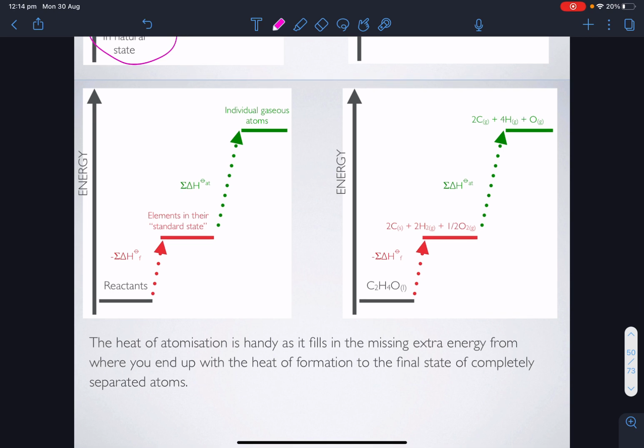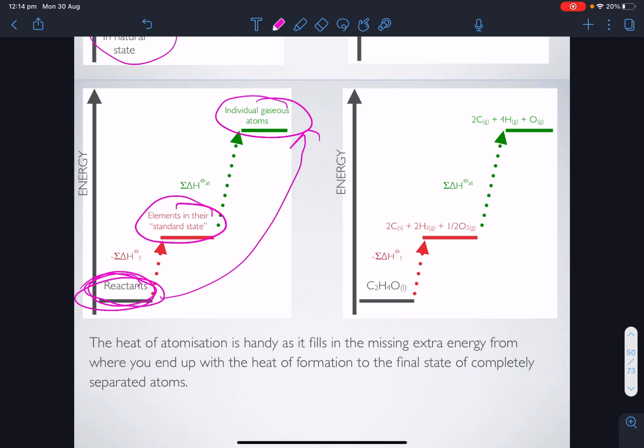Now, this heat of atomization is really handy because it fills in this missing extra energy from where you end up with the heat of formation to a final state of completely separated atoms. Okay, so it couples with the heat of formation, so you can take any reactants and go to the elements in their natural state and then jump up to individual gaseous atoms. So you're going from reactants to individual gaseous atoms, okay? And it's the negative heat of formation to go from there to there, and then it's the heat of atomization to go to there, okay?